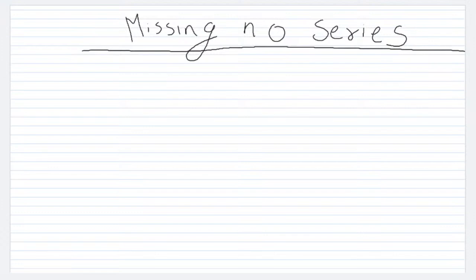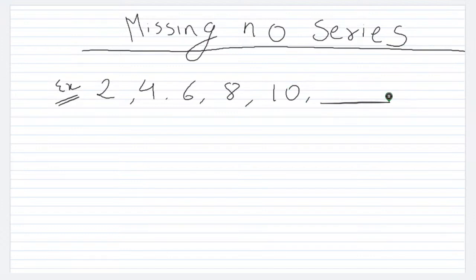Now, what is missing number series? See, basically a series will be given. A basic example I'll take. For example, 2, 4, 6, 8, 10, and then a question mark will be given. Now, you have to find out what will come in the place of this question mark. So, obviously, this is very simple. Table of 2, or you can say even numbers. So, the answer will be 12.